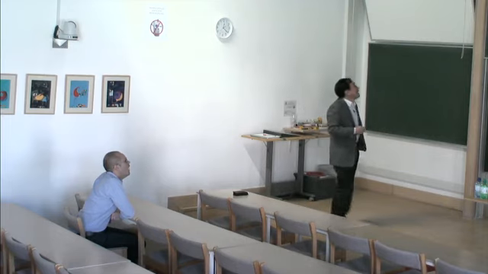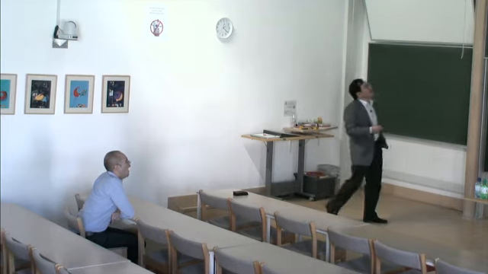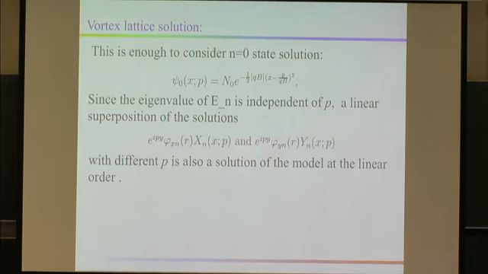Actually, the vortex lattice solution is also reliable in such a model. It's enough to consider the lowest Landau level state. In this case, the solution satisfies this one. Because the eigenvalue En is independent of the parameter P, a linear superposition of the solutions with different P is also a solution of the model at the linear order.